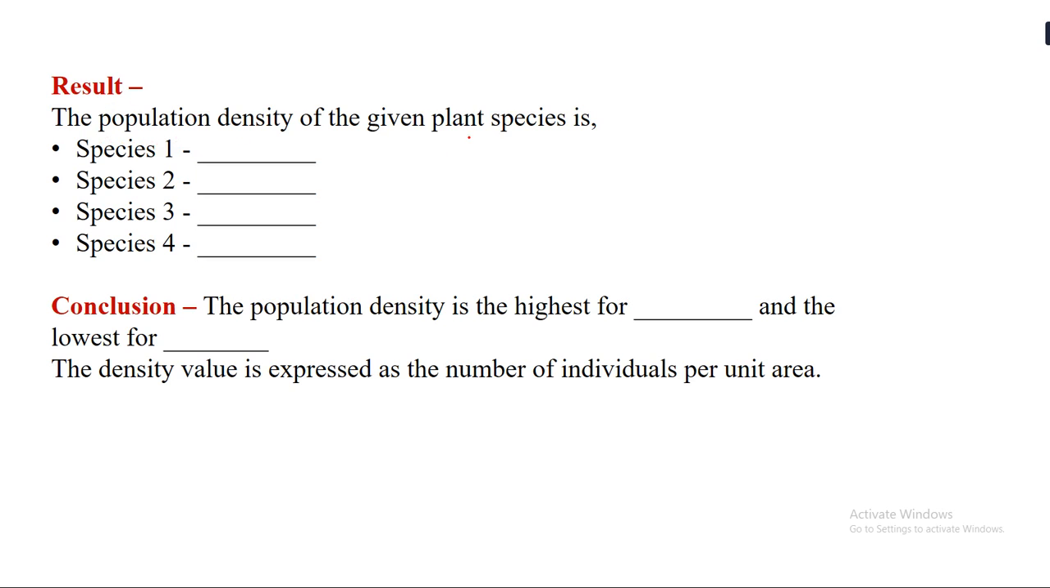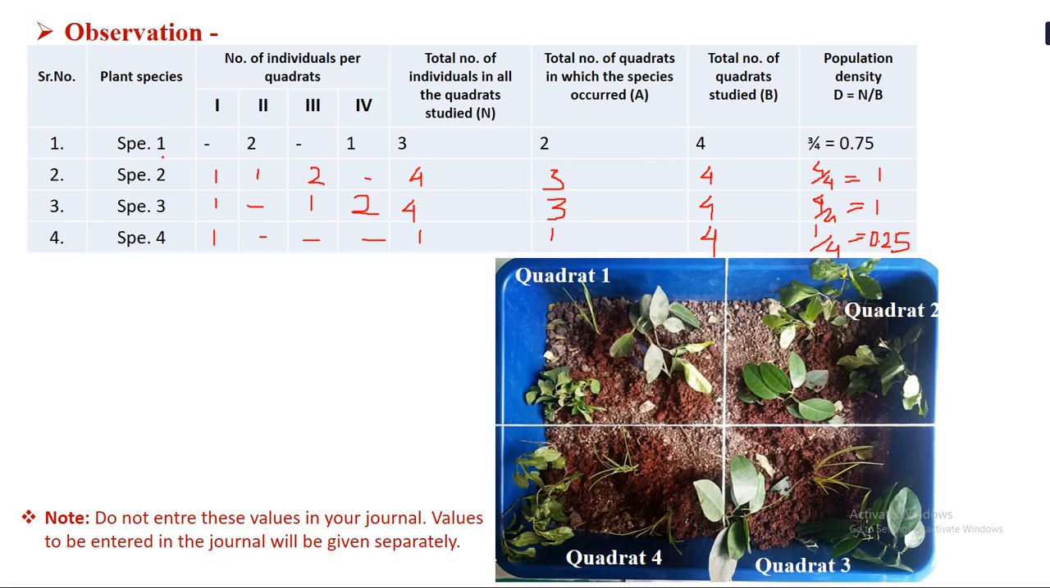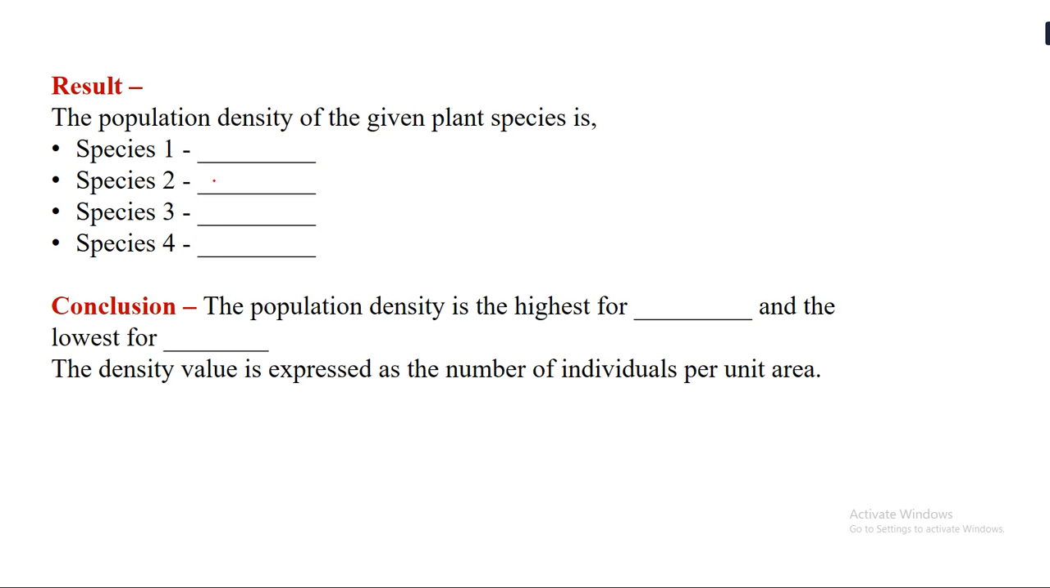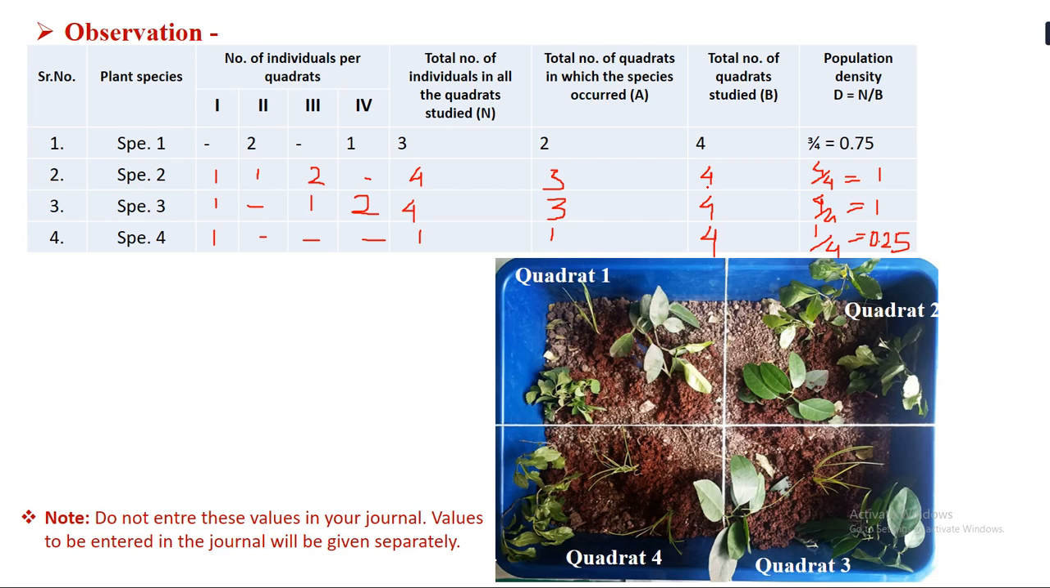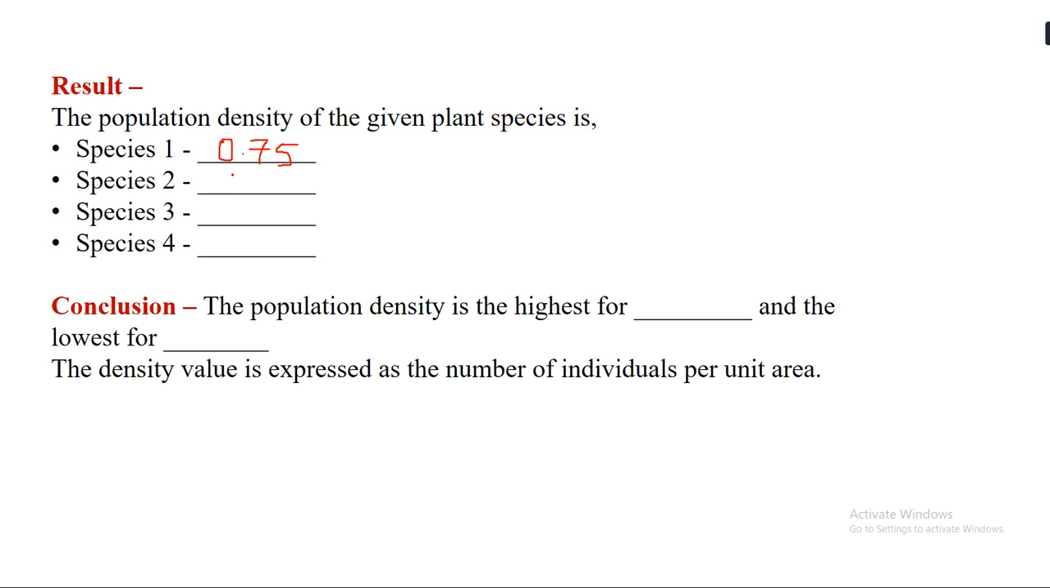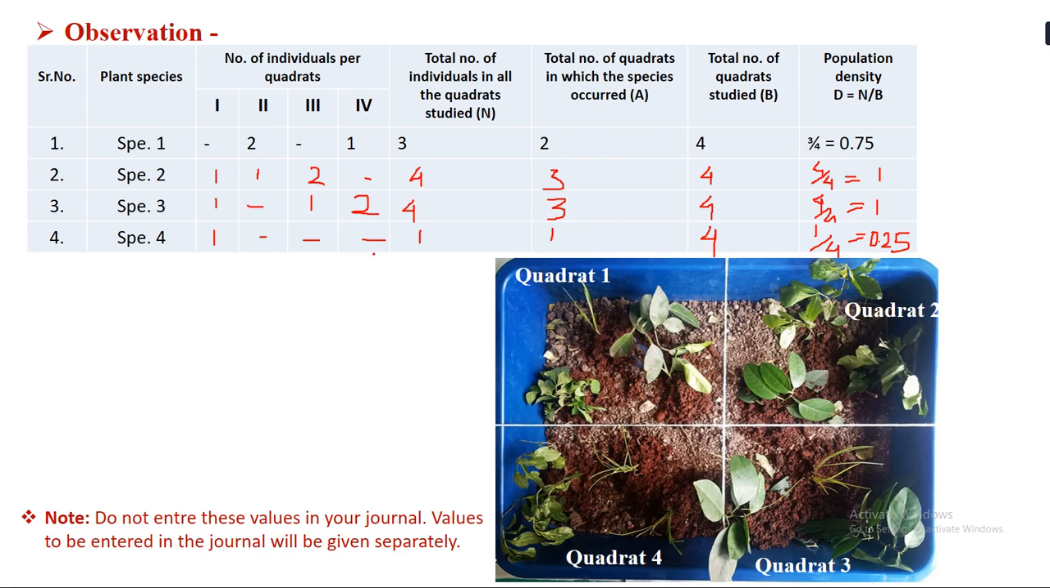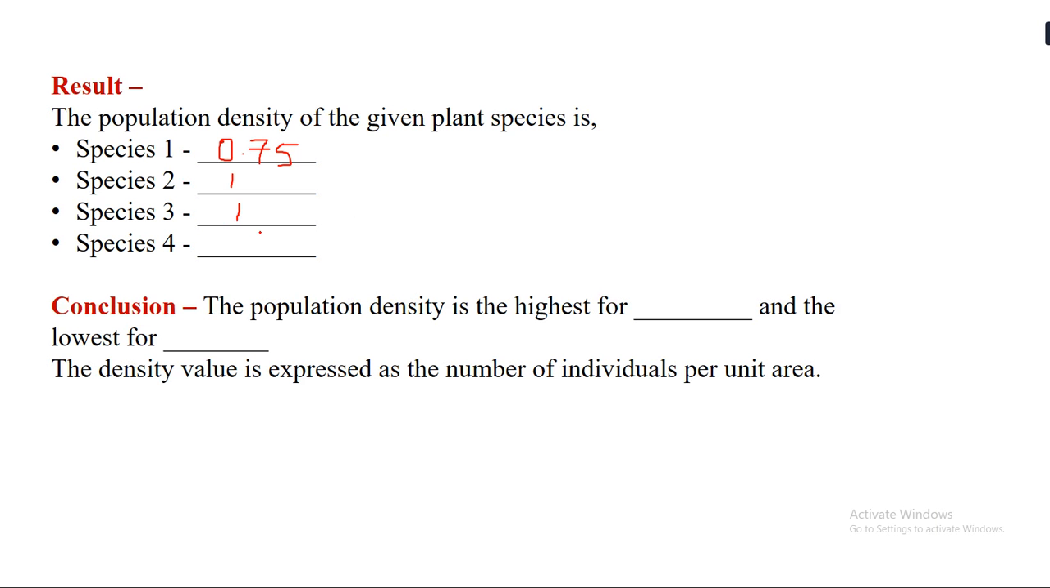So the population density of the given plant species, species 1 was 0.75. Species number 2 was 1. Species number 3 was again 1. And species number 4 was 0.25.